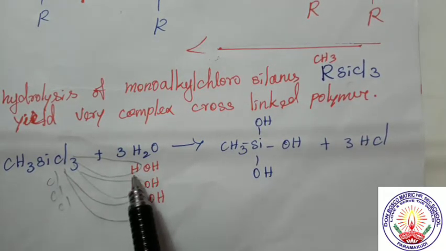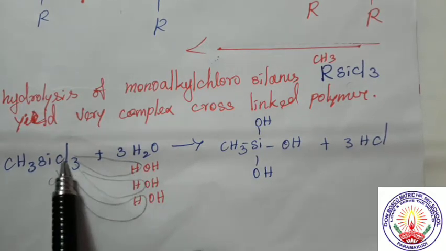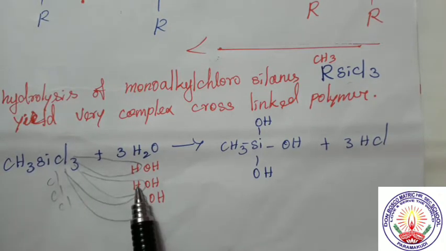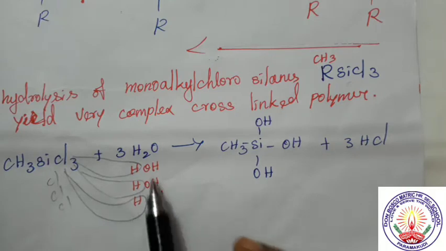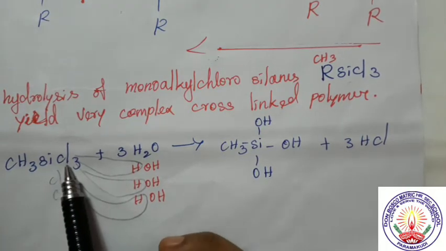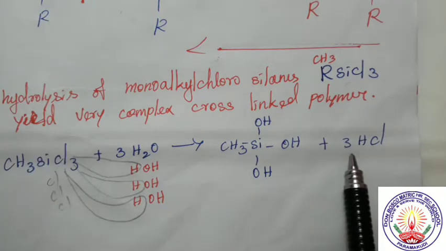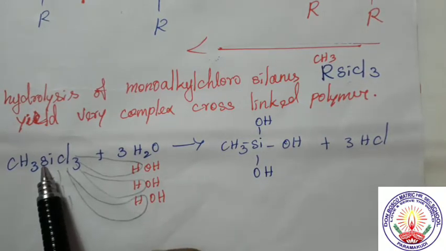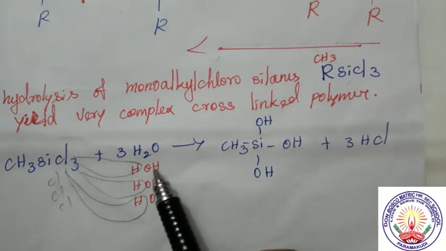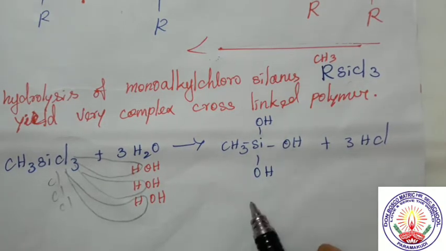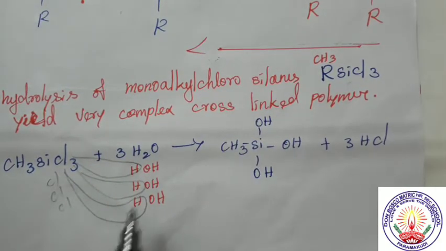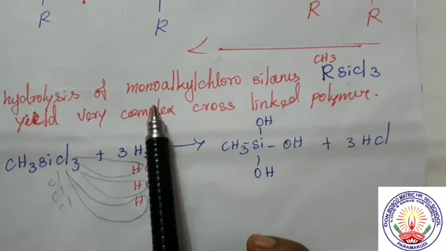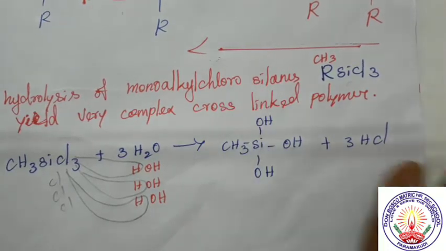So one of this hydrogen combines with one of this chlorine and forms HCl. In the same way all 3 hydrogen combine with Cl here and form 3 HCl. So the remaining is CH3SiOH, 1 2 3, 1 2 3. So this is forming a very complex cross-linked polymer when it is hydrolyzed with monoalkyl chlorosilanes.